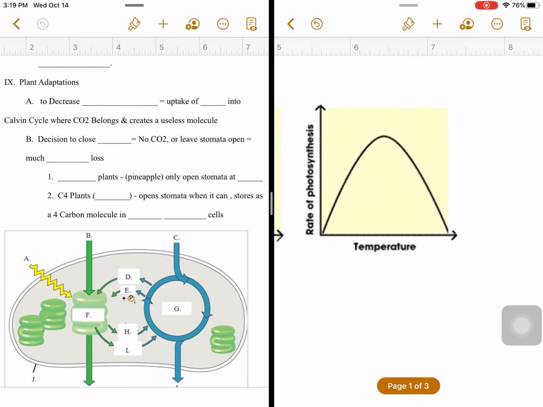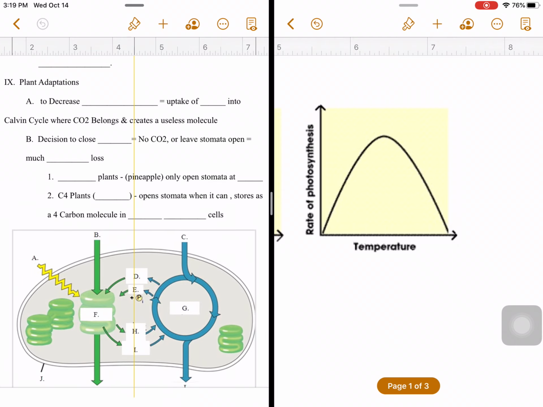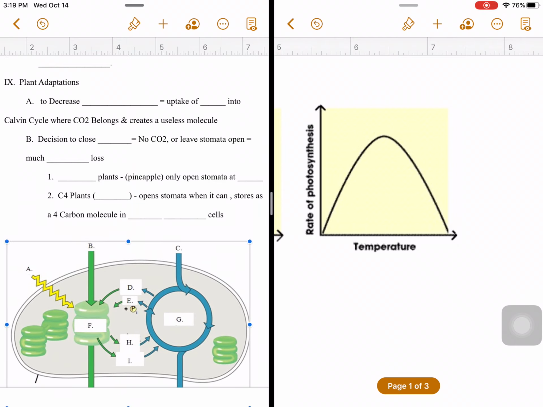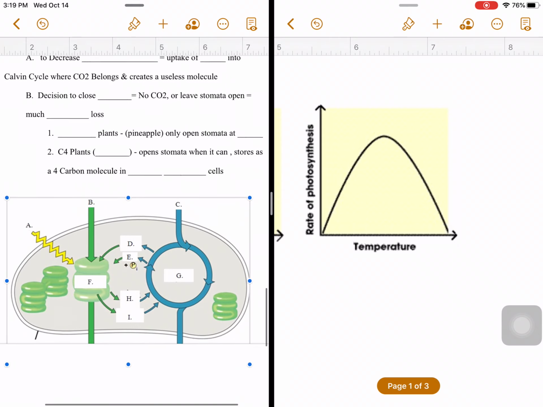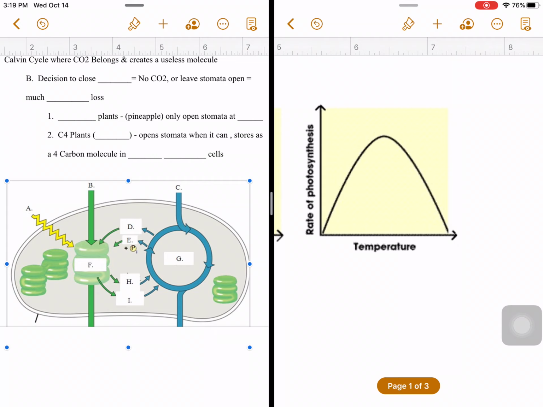And instead of making a sugar, which they can use, it makes a useless molecule that then the plant has to break down into something else. So the plant doesn't want to do this. So they've created a couple of adaptations to help them overcome this. And they all have this decision they have to make, whether they close their stomata, where they don't get carbon dioxide in, or they leave the stomata open and then they experience much water loss.